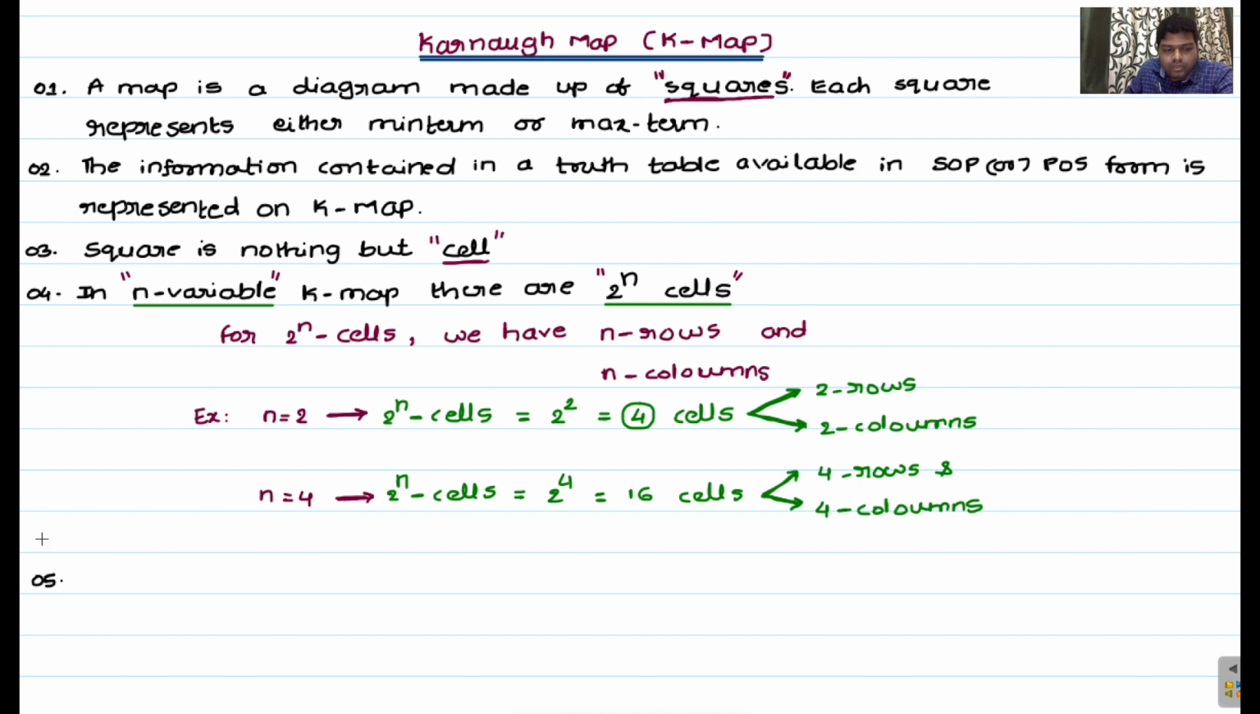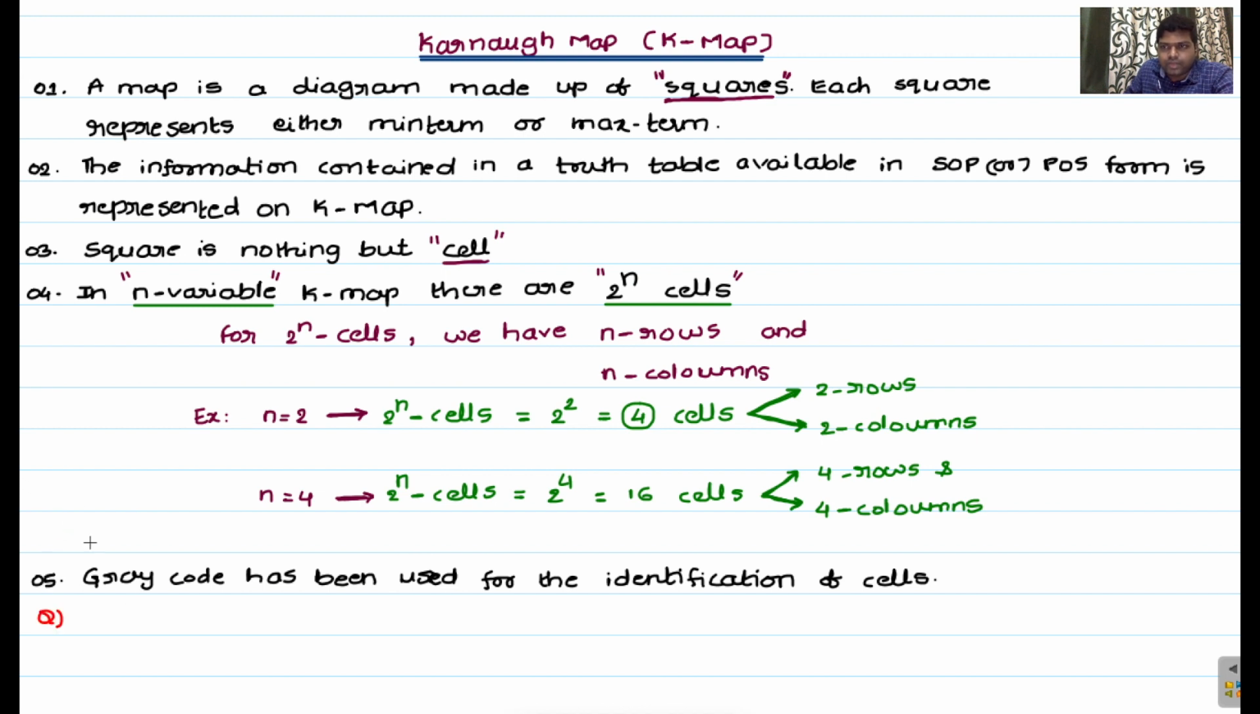Now next point, in this K-map method we are using the gray code sequence. Gray code has been used for the identification of cells. So why do we use the gray code sequence only? Definitely we will get a doubt. Why can't we use binary, BCD code, XS3 code, or 8421 code? We have so many codes in binary format. Instead of all those codes, why do we choose the gray code sequence only? There is a specific reason.